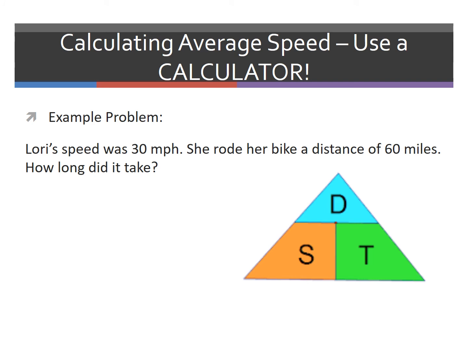Let's try another. Lori's speed was 30 miles per hour. She rode her bike a distance of 60 miles. So we have speed and distance. 30 miles per hour was her speed, so there's our hour unit, and she rode a distance of 60 miles. I know I have to divide 60 by 30, and the time involved was 2 hours.